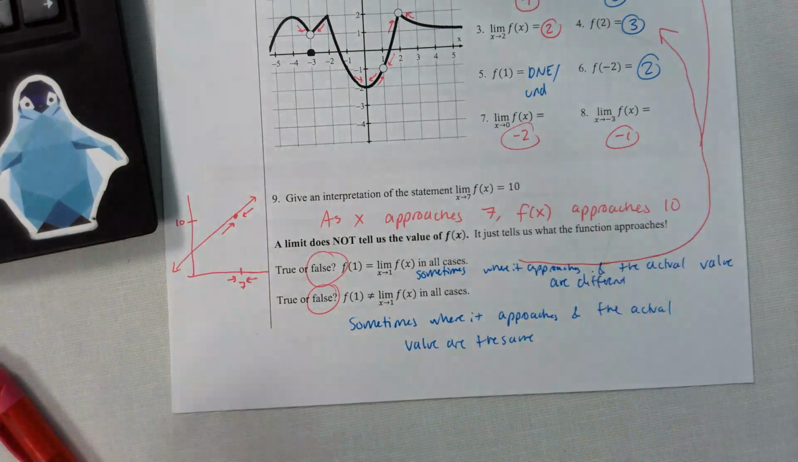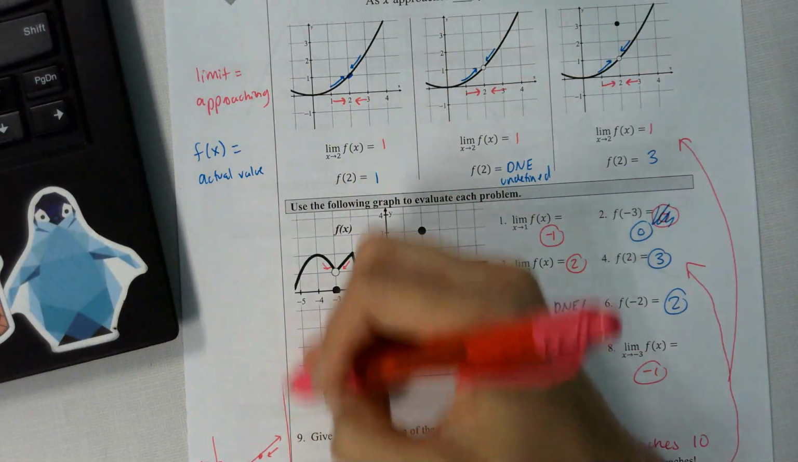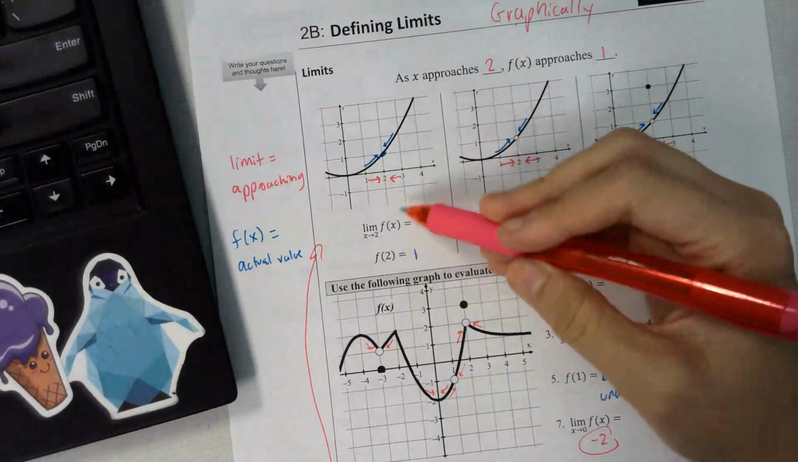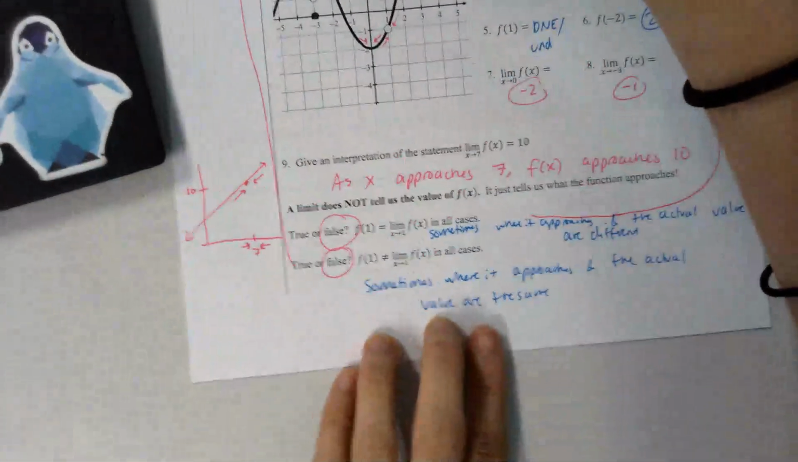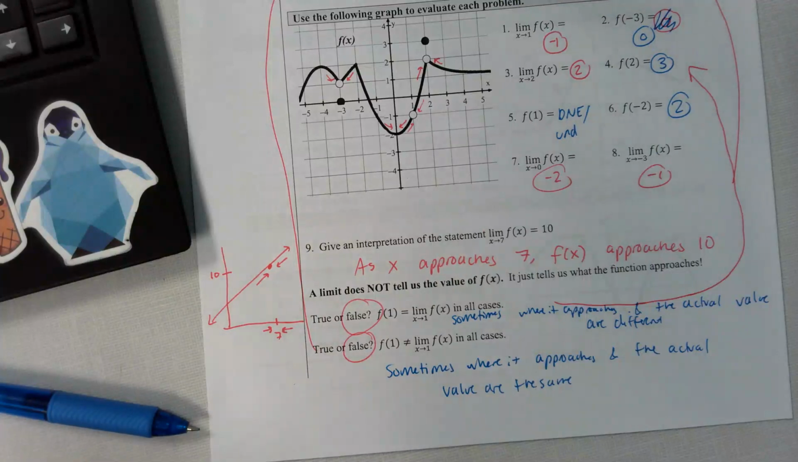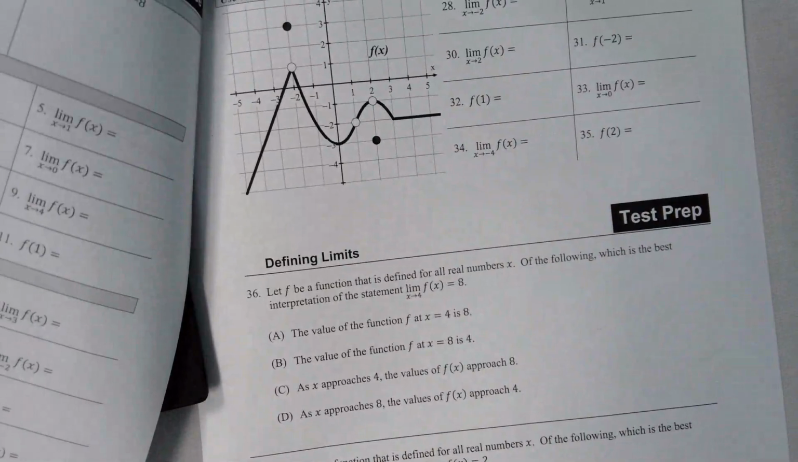So if we take a look at when are they the same, we can look at our first example. That one, it approached 1 and it was 1. So that's an example, right? In all cases, this is a very extreme statement. So sometimes it is the same, sometimes it's not. So hopefully this is a bit of a review and you can go through the practice.